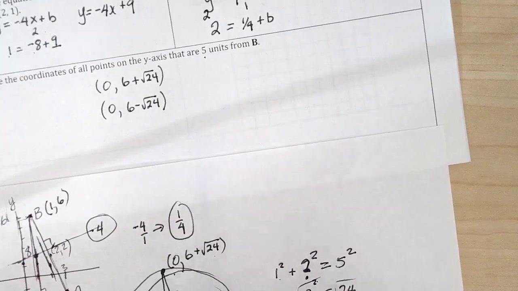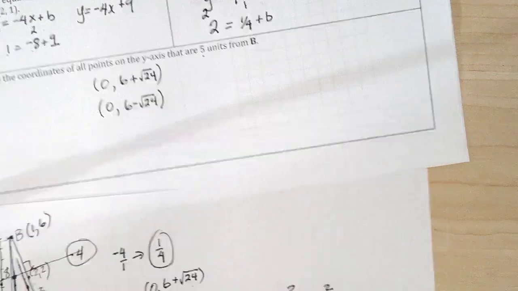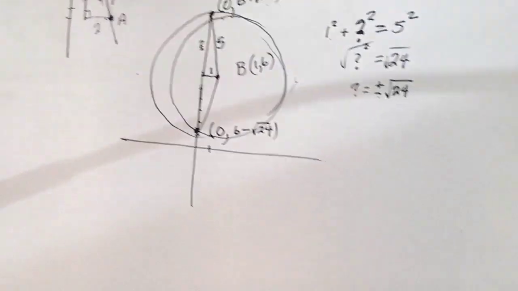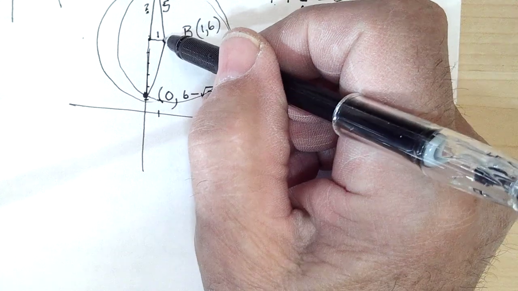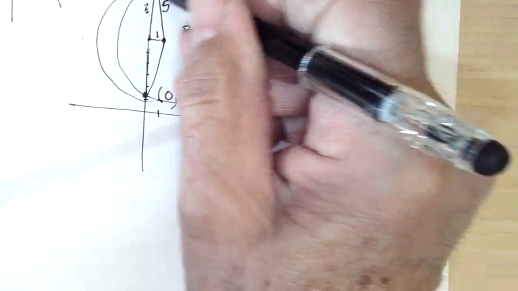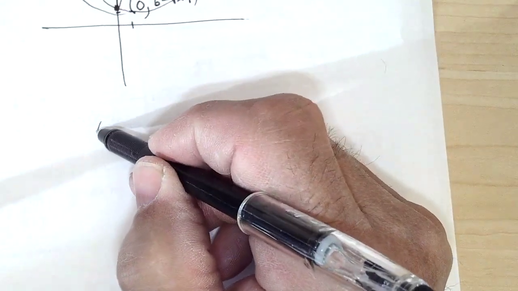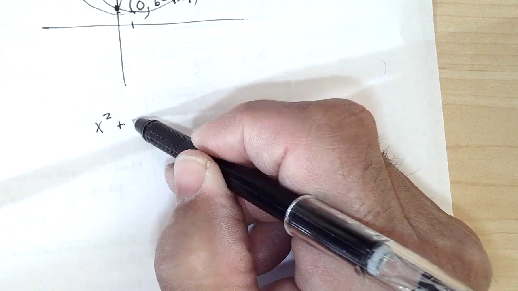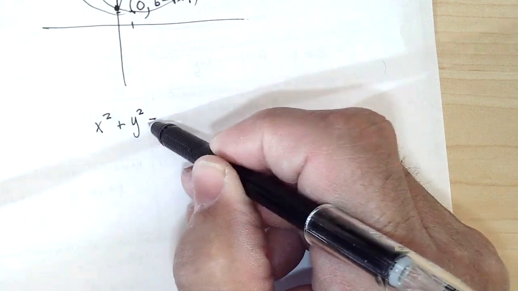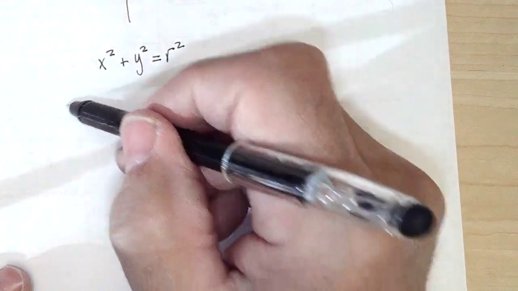Okay? Now there's another way to do that one, and I'd like to show you that also. If I'm going to be 5 units from B, I'm going to make a circle. And perhaps you know the equation of a circle. A circle has the equation x squared plus y squared equals r squared. Let's understand that a little bit.